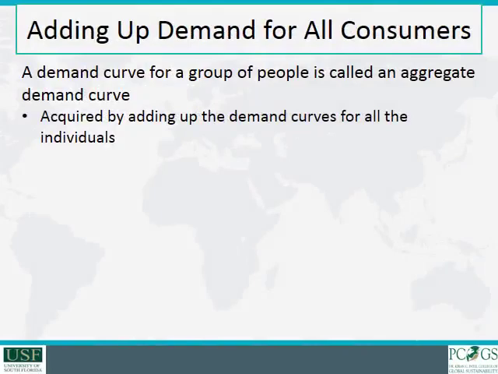We have thus far been talking about the consumption and demand for individuals. Sometimes it's helpful to understand the total demand of all consumers. A demand curve for a group of people is called an aggregate demand curve. It is acquired by adding up the demand curves of all of the individuals in the sample. This is our formula. Here, Q1 times the price is the demand curve for the first individual, and it's added to Q2 times the price, or the demand curve for the second individual, and so on until we get the total aggregate demand. The process is then repeated for other prices.